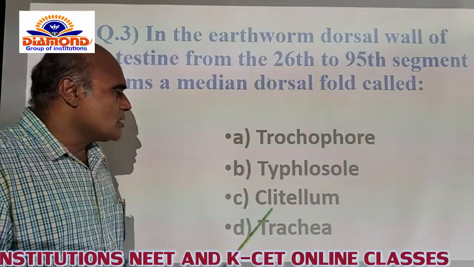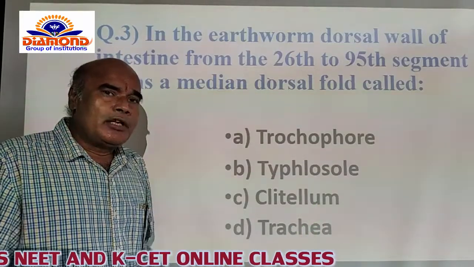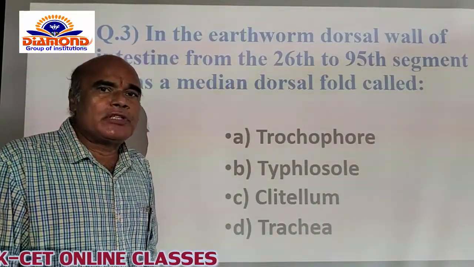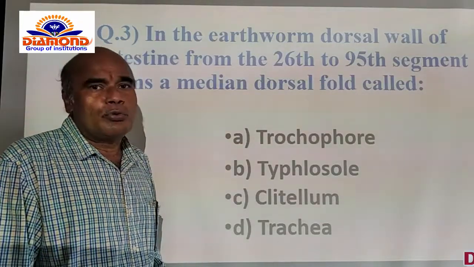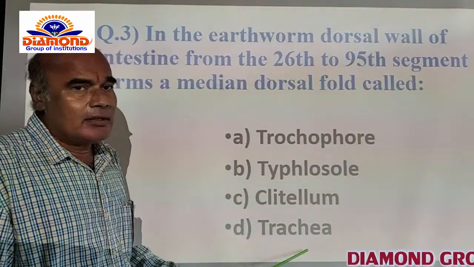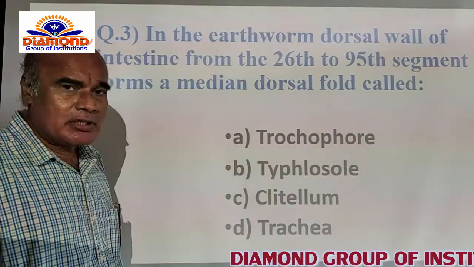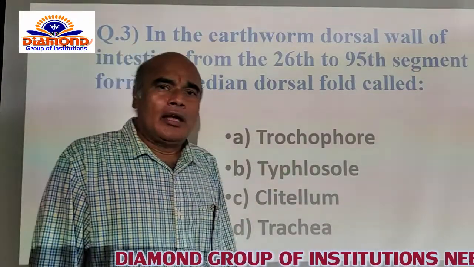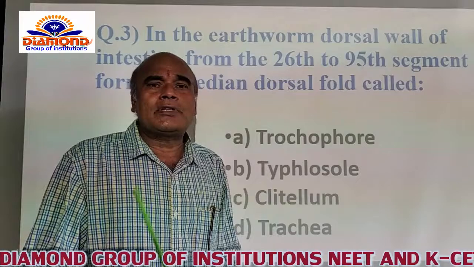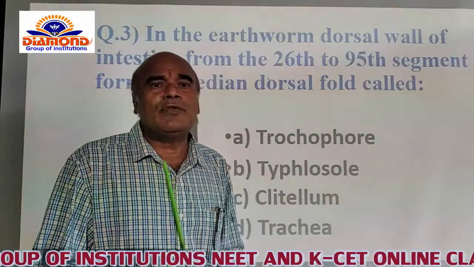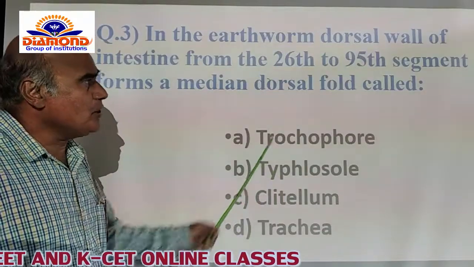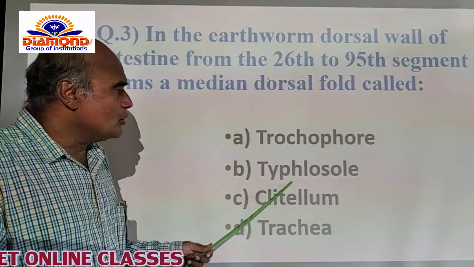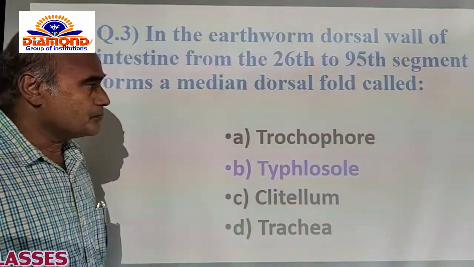And C, the clitellum. The clitellum is confined to the 14th, 15th and 16th segments of the earthworm to form the cocoon. Whereas trachea is not at all concerned with this; trachea is a specific structure helpful in respiration. Regarding this question, option B is the correct option. So that is called the typhlosole.